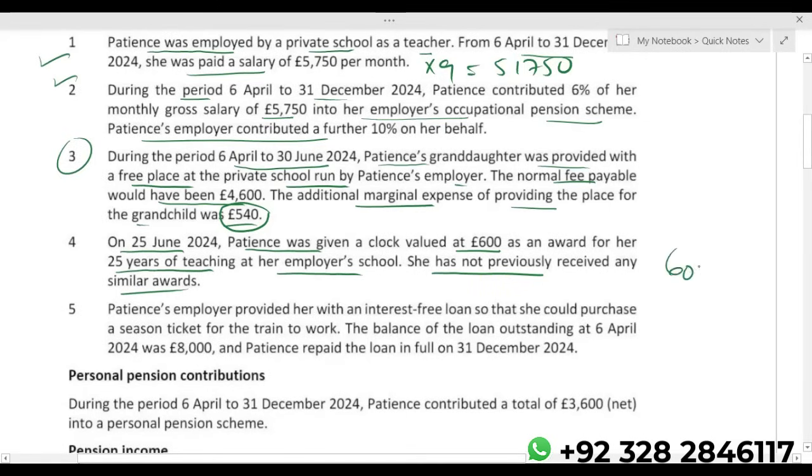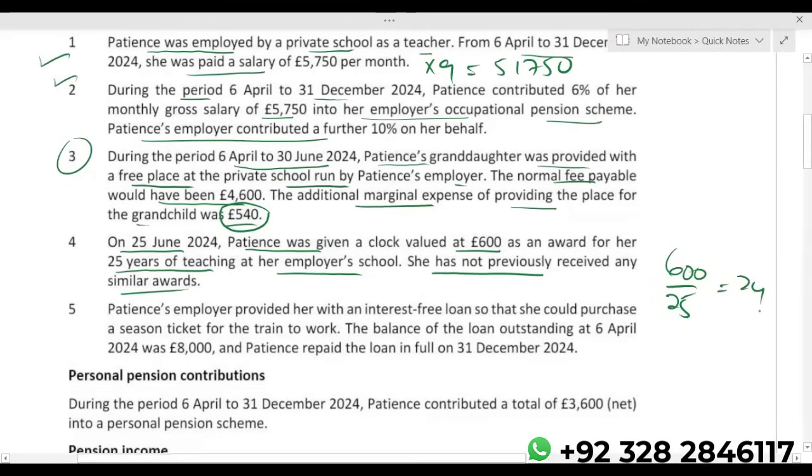So take 600 divided by 25. We are just getting 24. It's far less than 50. So let me repeat. If the long service award value per tax year is 50 or less, then it becomes the exempt benefit.